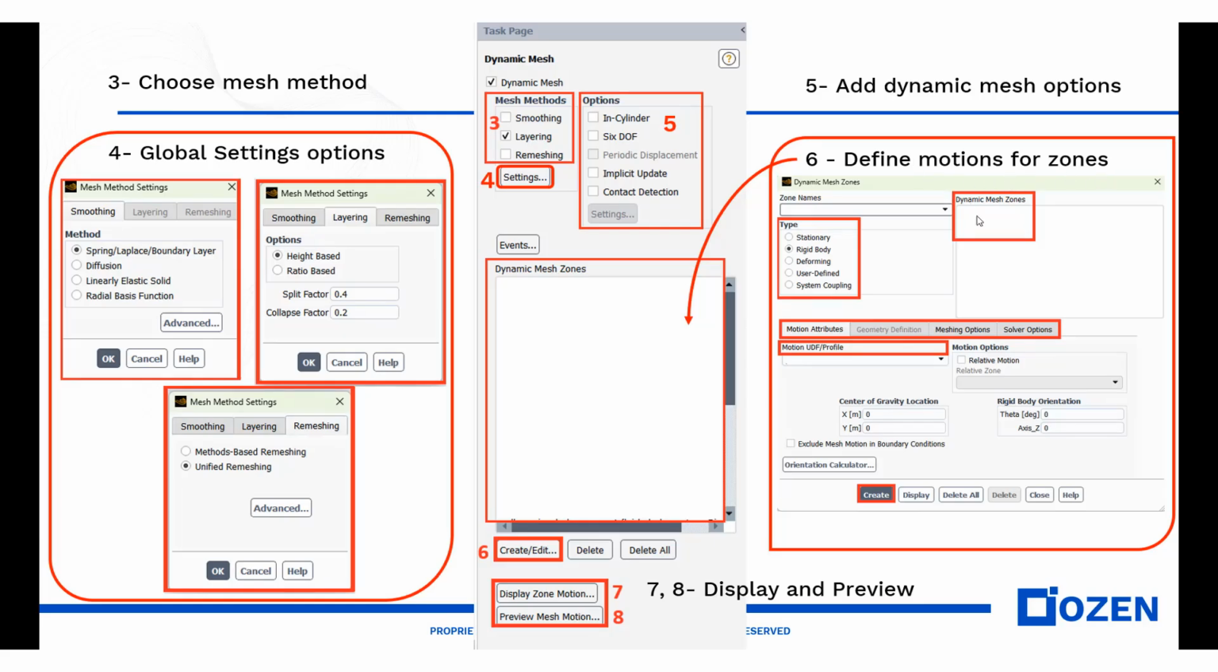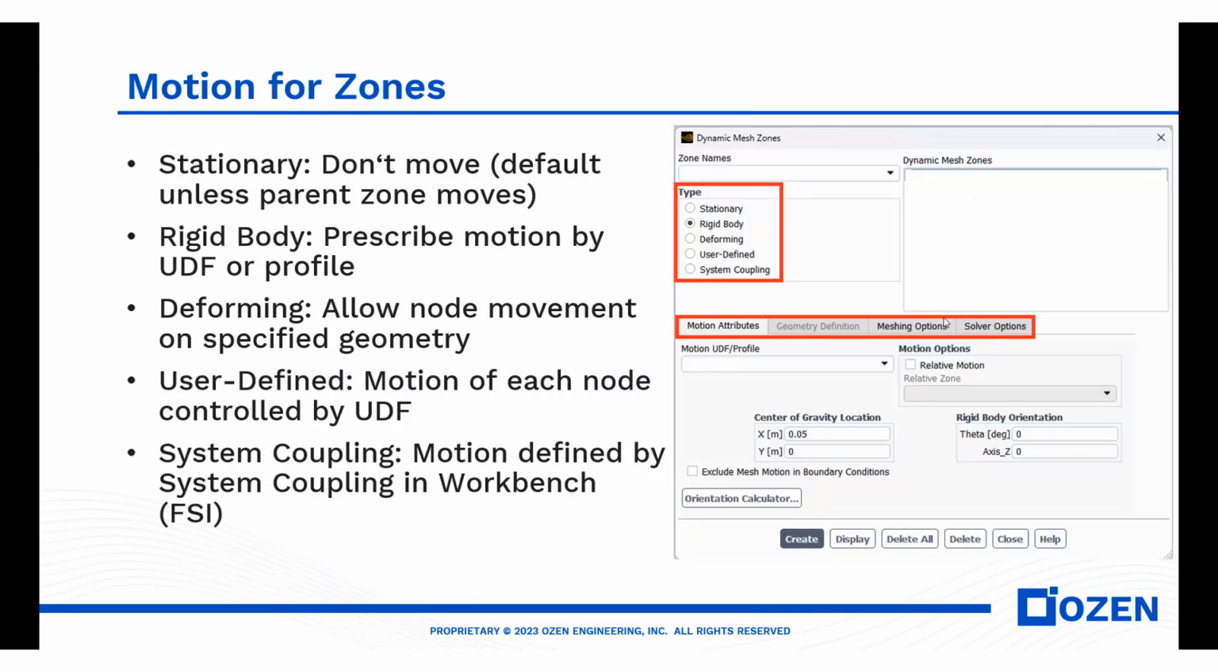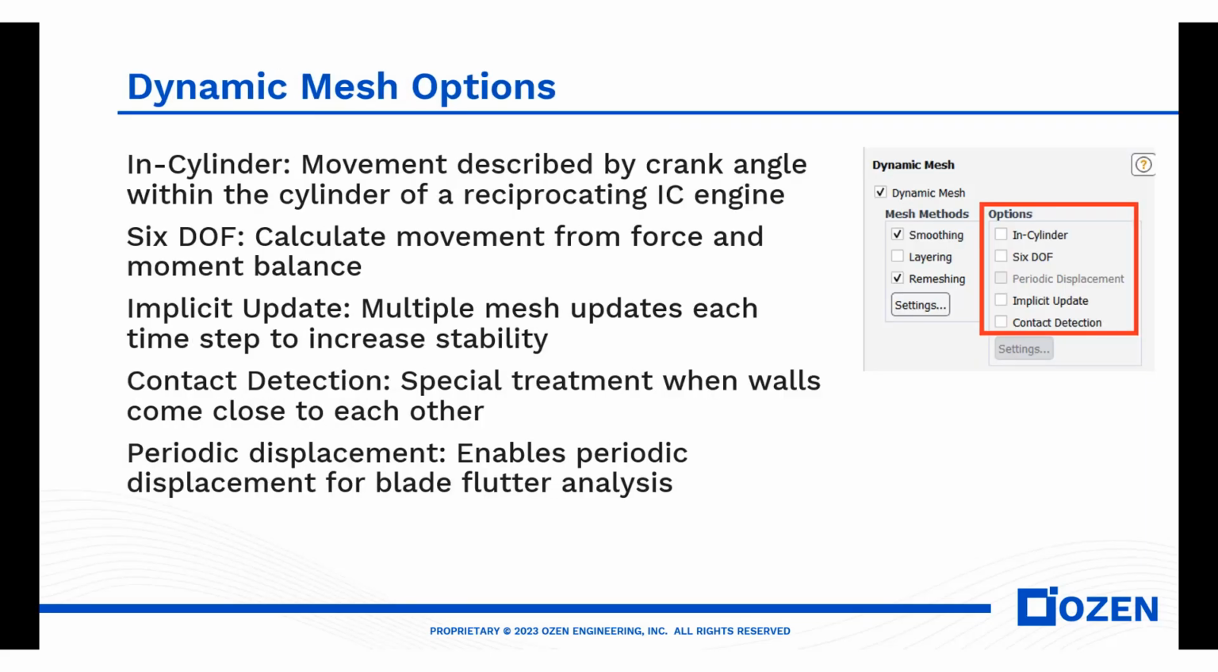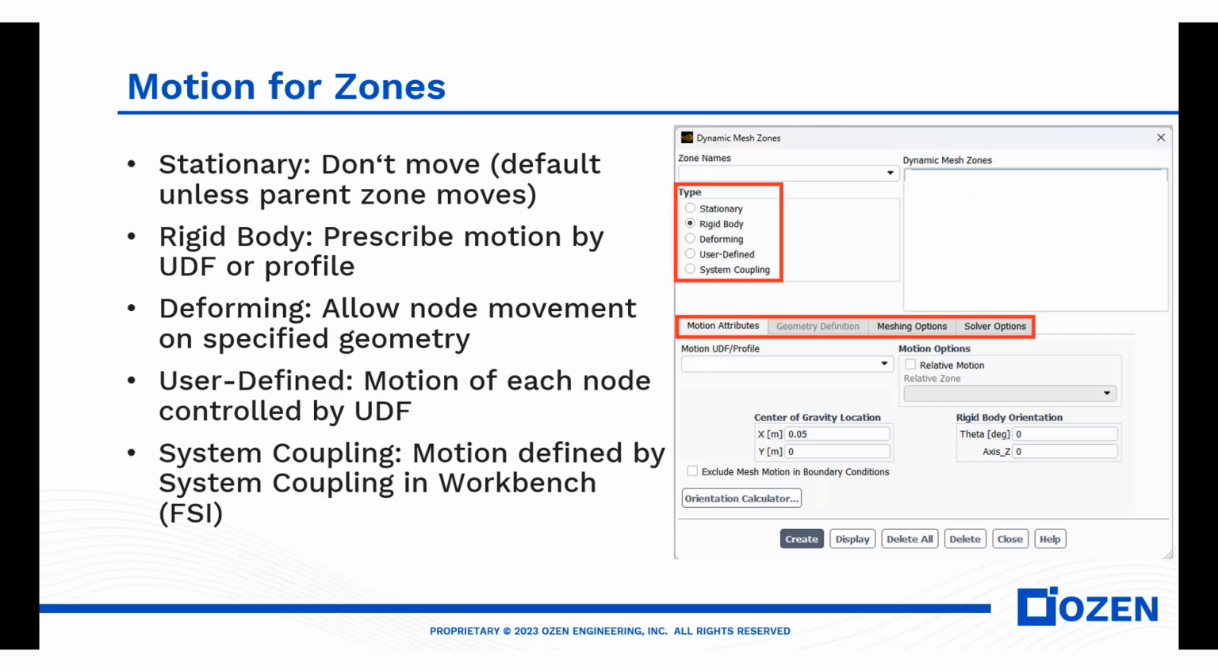To define the motion of a zone when it comes to the moving zone, this is something that we also have to be careful about. We have different types of assignment for the moving zone. The first one is stationary. The next one is rigid body motion. The deforming zone can also define the motion based on a UDF, or if we have system coupling.